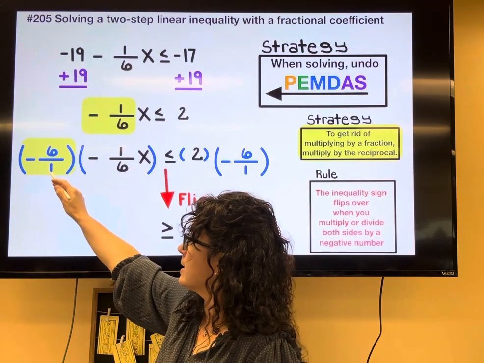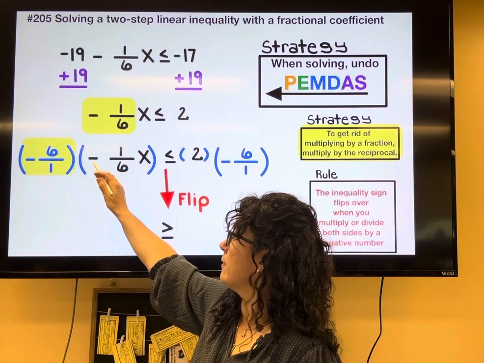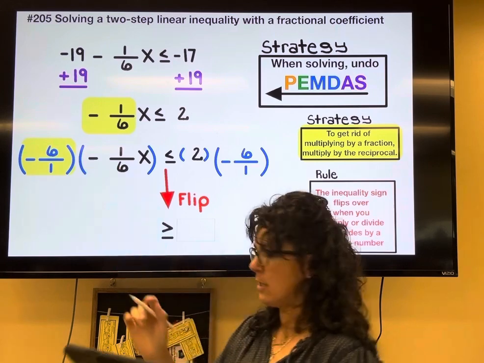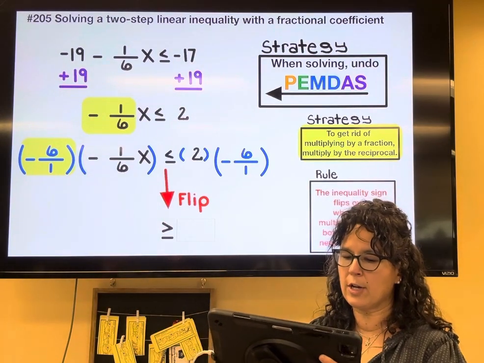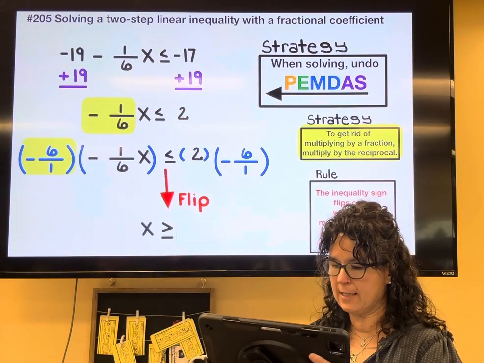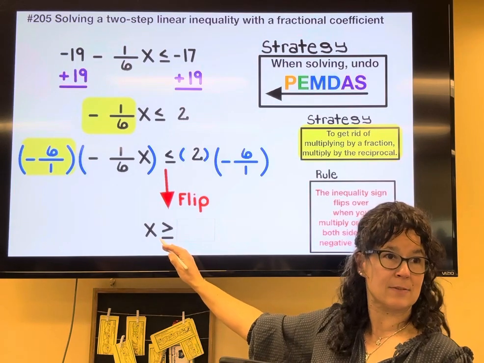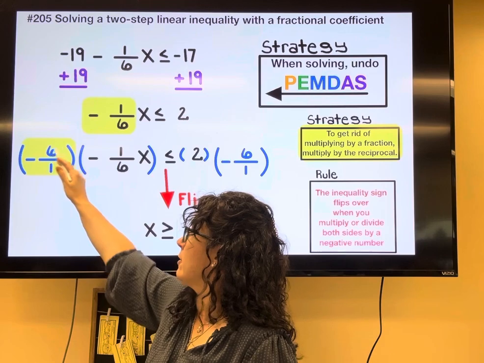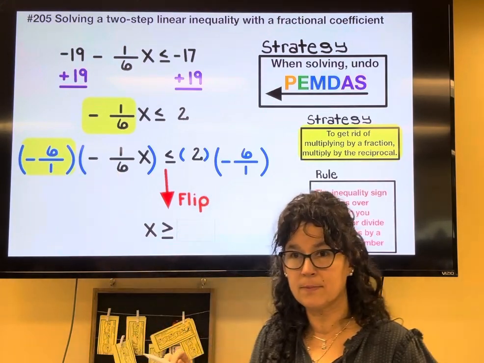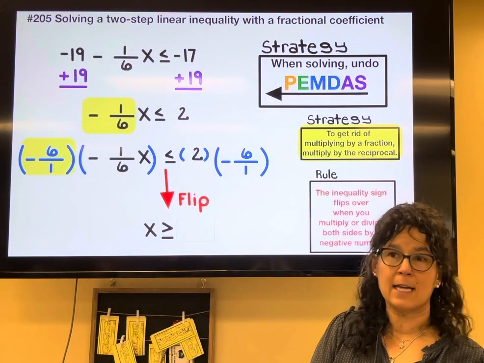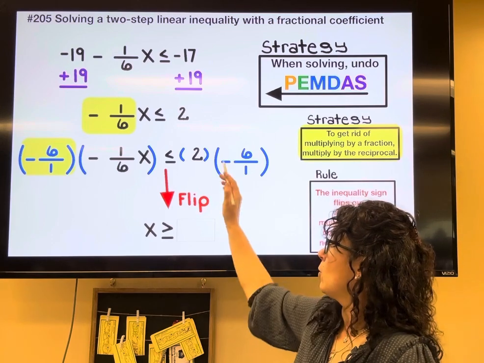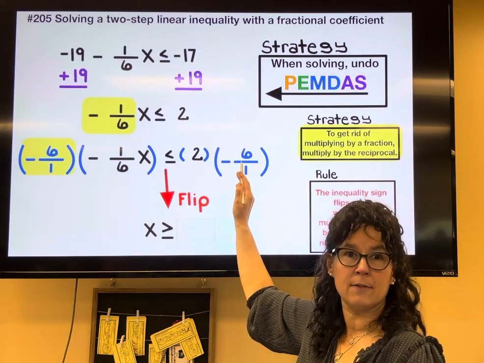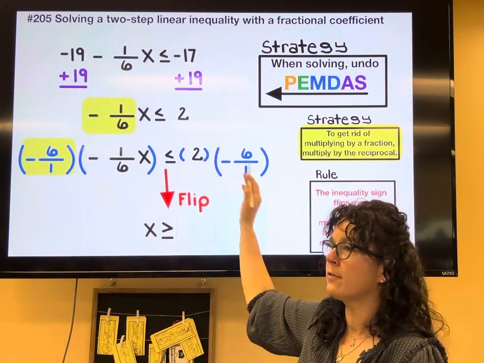This negative 6/1 is getting rid of the negative 1/6. So the only thing still over here on the left-hand side is x. Negative times negative is positive, and those 6's cancel. Now on the right-hand side, when you multiply, we have a positive times a negative. So I know my answer is negative.